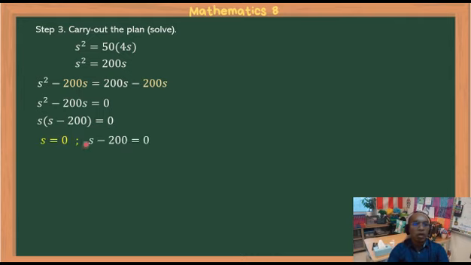According to the zero product property, since this factor S times S minus 200 is equal to 0, we can equate each factor to 0. So the first factor S is equated to 0. The S minus 200, which is the second factor, will also be equated to 0. And solve for S. So here it's already 0. This is the first value of S.